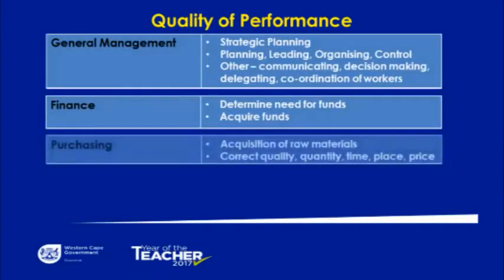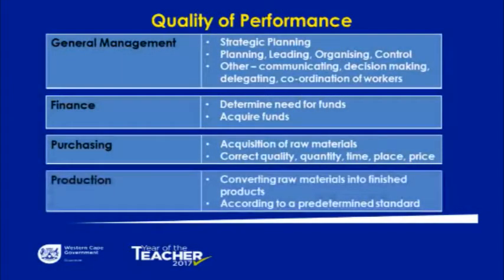In the purchasing function, we deal specifically with the acquisition of raw materials. We need to buy the right material, good quality material. We need to ensure that we buy it at the right time, we have it at the right place, and that we buy it for the right price. All of this is important because it informs and works hand in hand with the production function. If we don't have the necessary resources, then we can't produce good quality products for sale. Our production function is the function where we convert these raw materials into finished products. And we work according to a predetermined standard at this point.